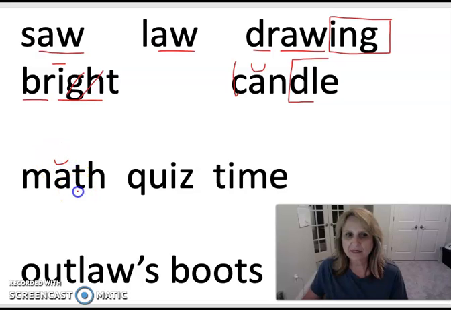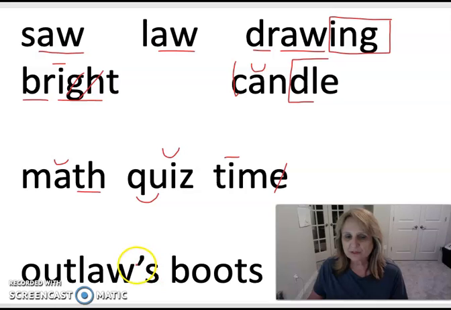Math, a. Qu, combination Q-U, I, Z. Time, T, I, sneaky E. Good job. Okay, and our last one is outlaws, boots.